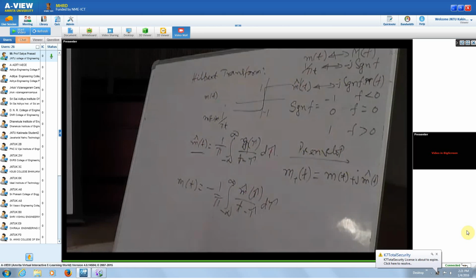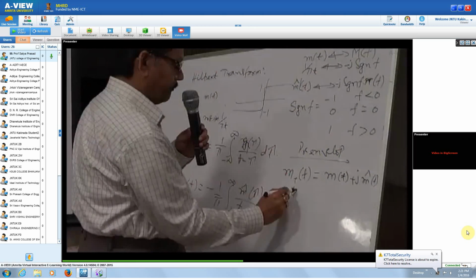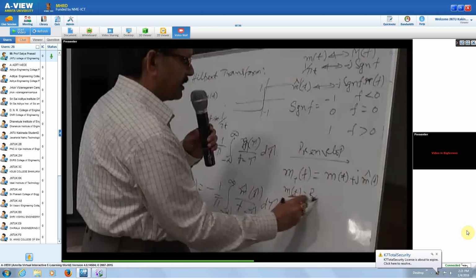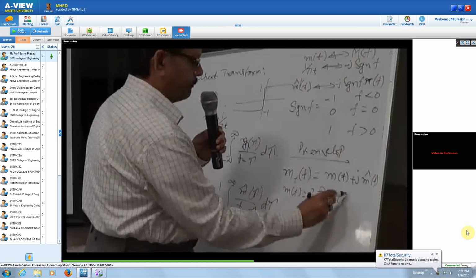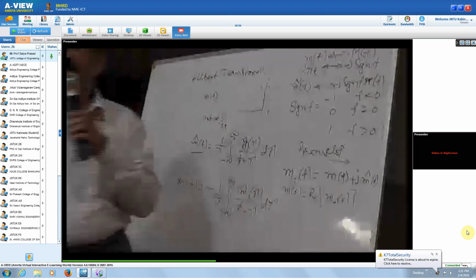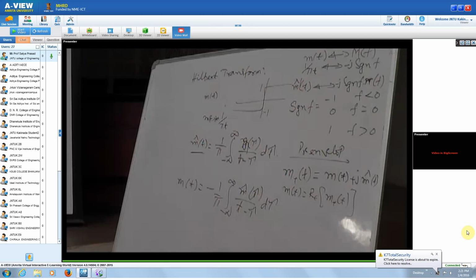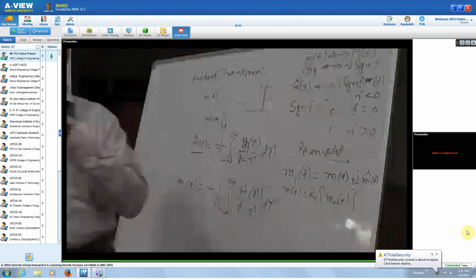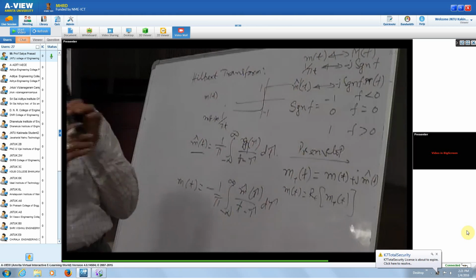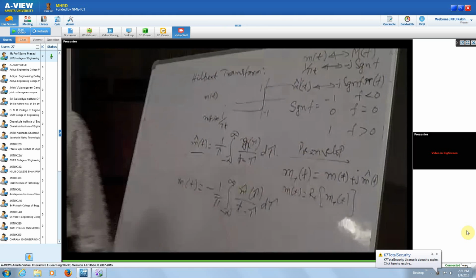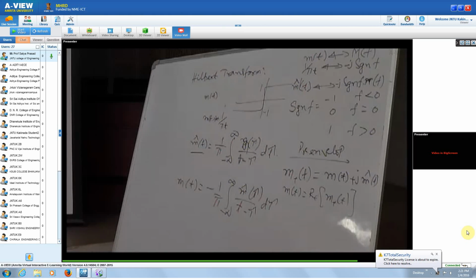Therefore, what will be m of t? The real part of the pre-envelope. So that we want to get back our SSB signal, which is going to be our band pass signal. How do we have to represent it in the time domain? So we have m plus of t as m of t plus j m hat of t.